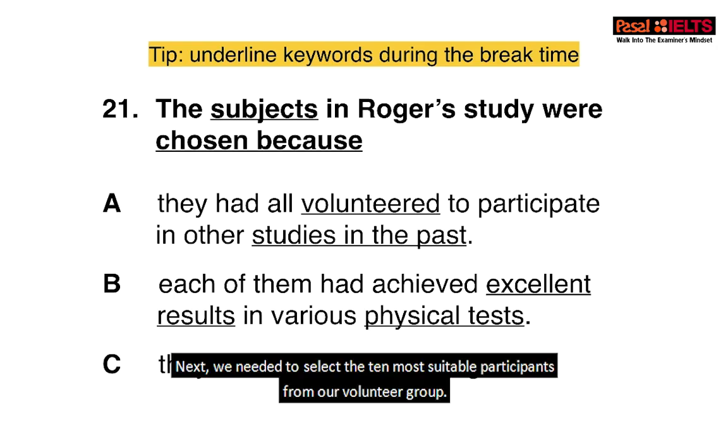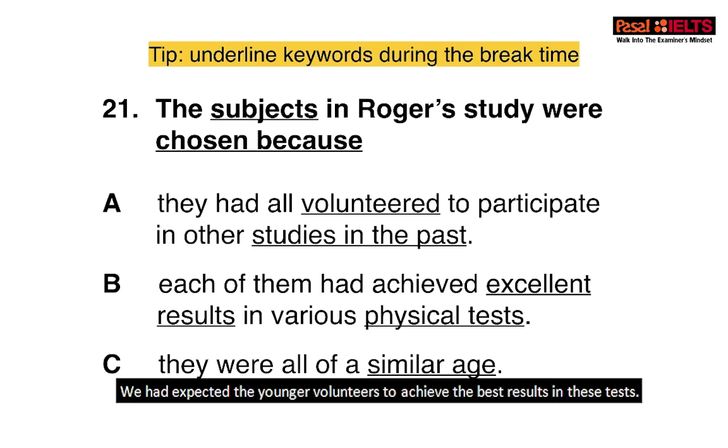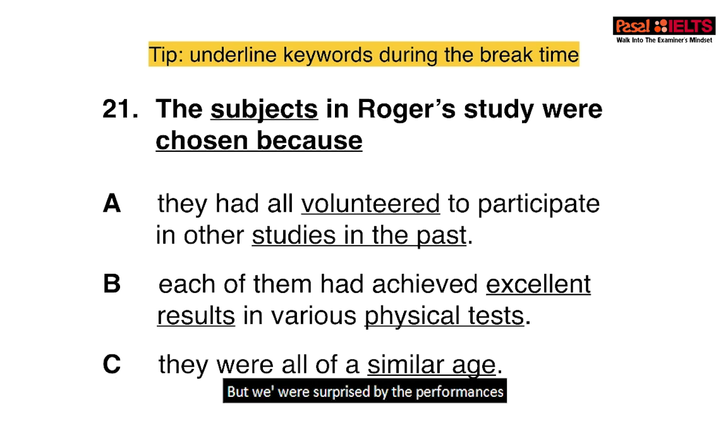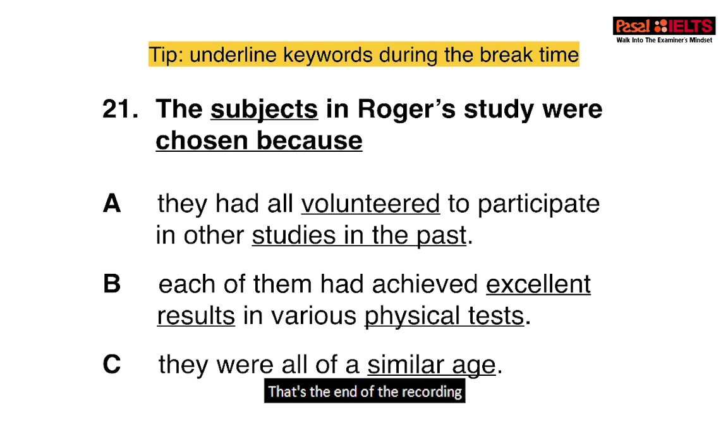Next, we needed to select the 10 most suitable participants from our volunteer group. We put all of them through a series of exercises to measure their strength, stamina and balance. We had expected the younger volunteers to achieve the best results in these tests, but we were surprised by the performances of some of our older volunteers. In the end, we chose the 10 highest scoring volunteers to be our study subjects, and we were pleased to have a wide range of ages in the group. That's the end of the recording, and let's look at the answer.